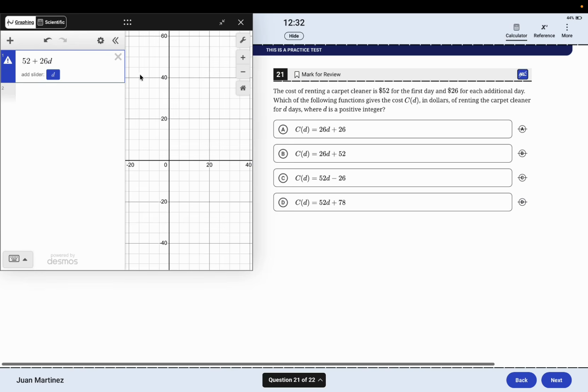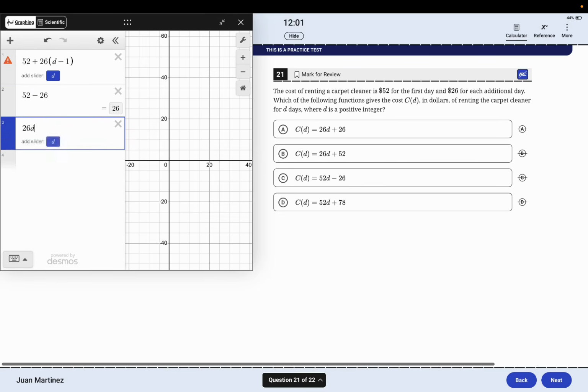So we already have our 52 here accounted for. Whatever our D is, we have to subtract 1 from it. Because we're essentially saying, get rid of that first day because our first day is already accounted for here, right? So get rid of that first day, and then we're good. This is our answer. So you want to distribute this, and if you distribute that, you get 26D, and then negative 26. You subtract, 52 minus 26 is just 26. And so what we're left with is 26D plus 26, which is just A. This problem appears quite a bit. It appears a lot on one prep, so just make note of that, okay?